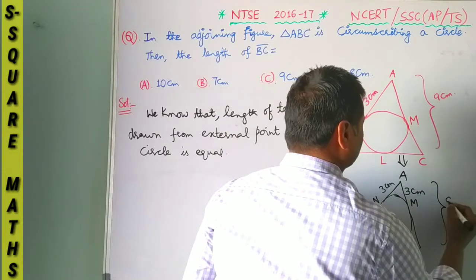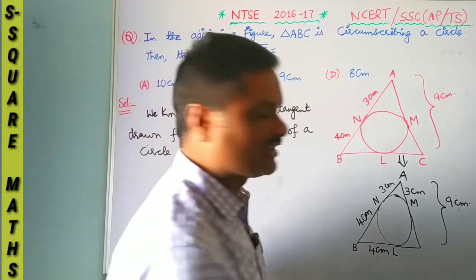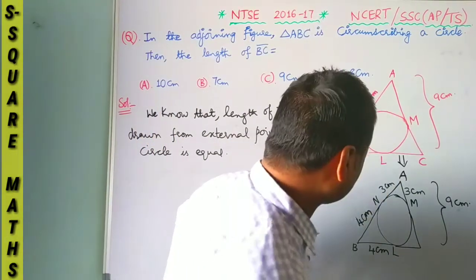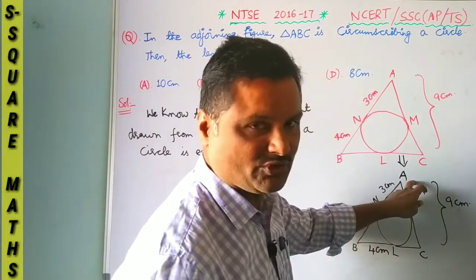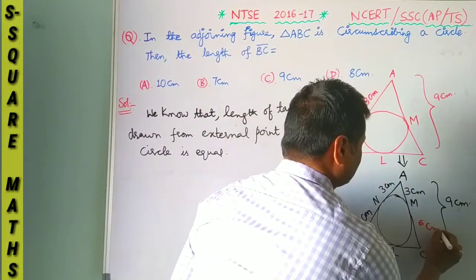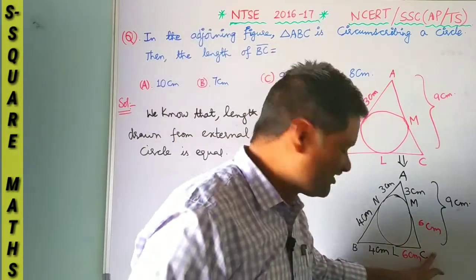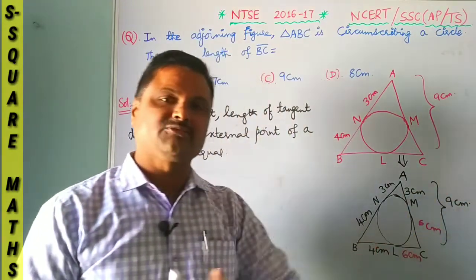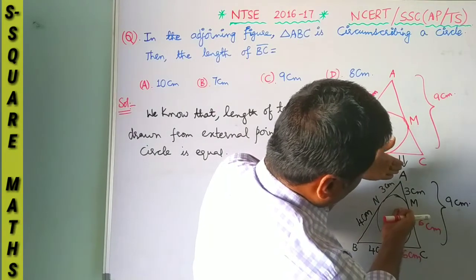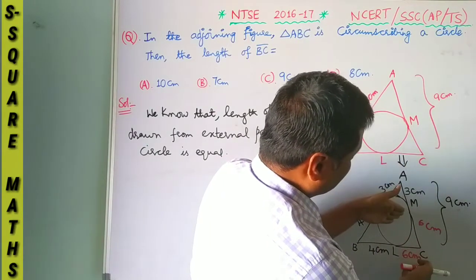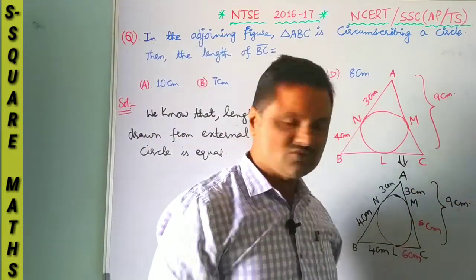So this is given total 9 centimeters. Since it is given 9 centimeters total, here C is our vertex. 9 minus 3 gives you 6 centimeters. So this is also 6 centimeters. Since C is our external point, tangents drawn from the external point to a circle are equal. So total it is given 9 centimeters, AM is given as 3 centimeters and MC will be 6 centimeters, because 9 centimeters minus 3 centimeters gives you 6 centimeters.